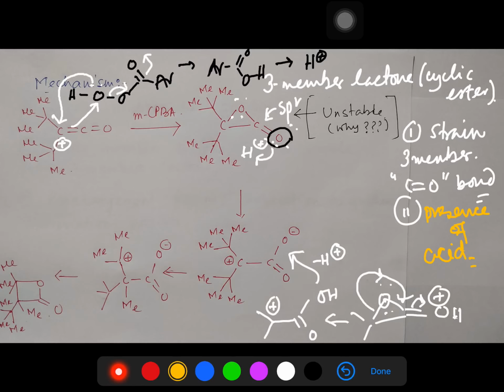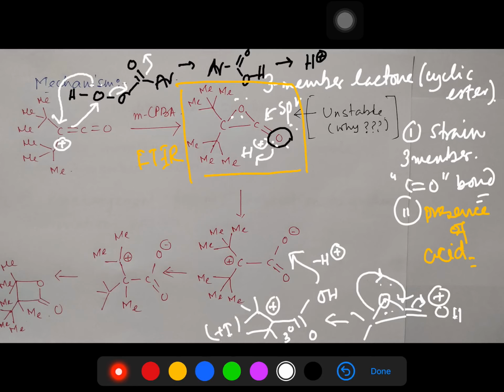Actually, this is so unstable that you can detect it only spectroscopically, for example by FTIR, but very soon it rearranges to something else. Okay, we'll come to what that something else is. So now we understand how this carbocation is formed. Now look here, this carbocation is tertiary. So it is a 3-degree carbocation, but it is only stabilized by the plus I effect.